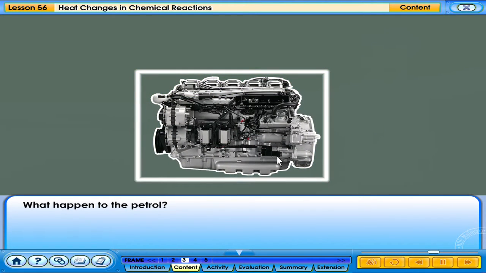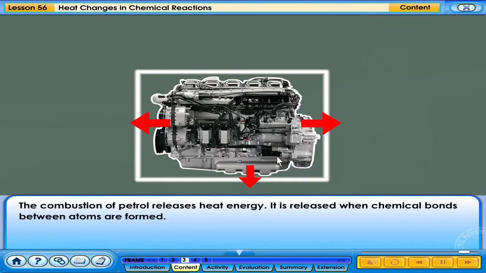What happened to the petrol? The petrol is burnt inside the car engine. The engine temperature becomes very hot and the car bonnet becomes hot too. The combustion of petrol releases heat energy. It is released when chemical bonds between atoms are formed.